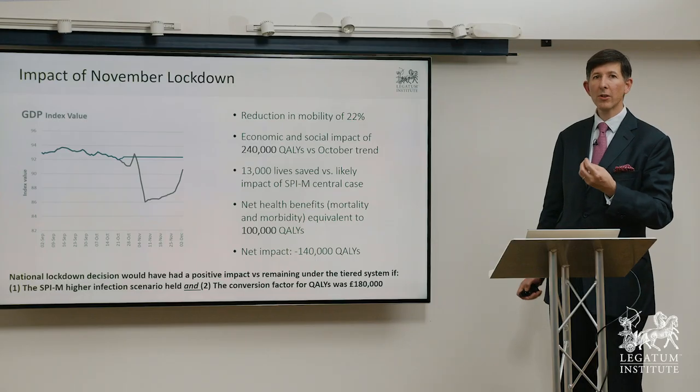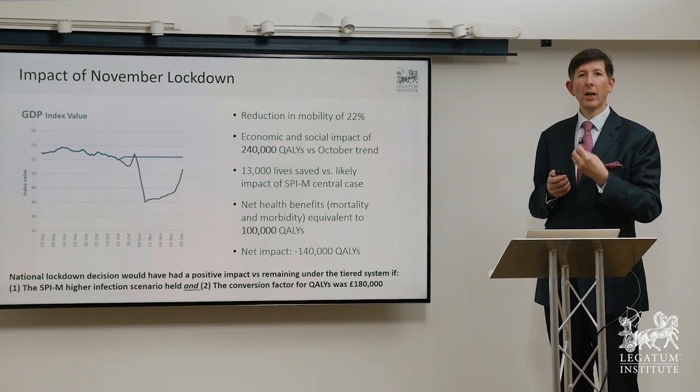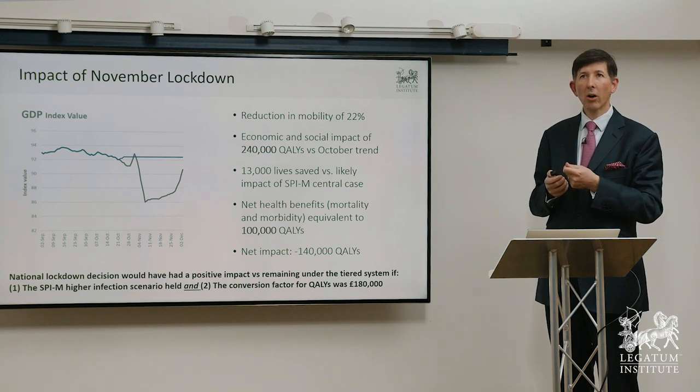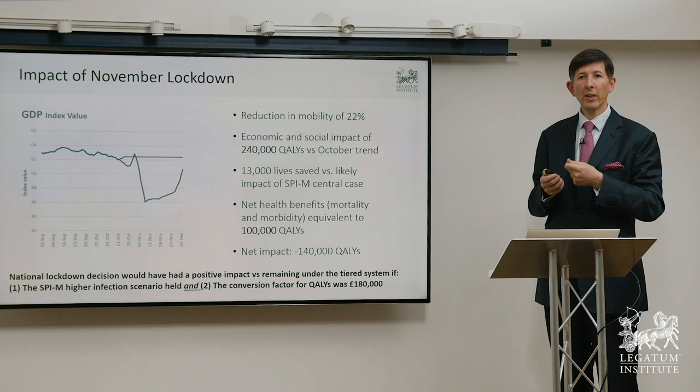And when we look at that trade-off, we gained 102,000 quality-adjusted life years from the health improvements as a result of November's policies. However, in quality-adjusted life years, we spent 240,000 quality-adjusted life years to gain that 100,000. If you take the calibration of 60,000 and you believe you're in a central case.